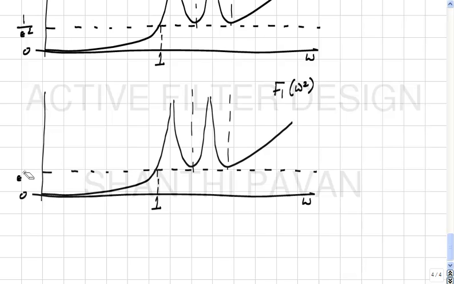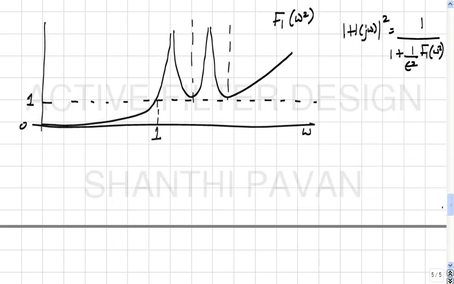This becomes 1. Okay. So, in other words, mod h of j omega square can therefore be written as 1 by 1 plus 1 by epsilon square f1 of omega square. Does it make sense? Okay. All right. Now the question is, how do we relate this to stuff we already know?